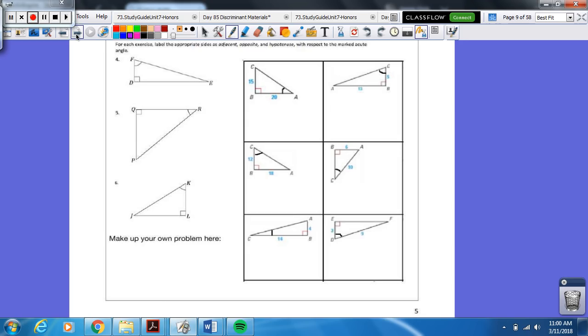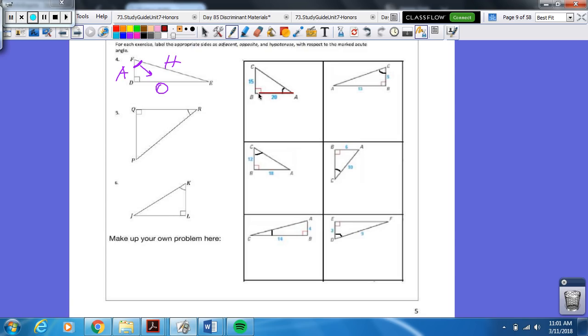So look at this. Here is F. This is the indicated reference angle. The reference angle is what I'm looking at. But first, I write the hypotenuse there. Opposite here is going to be D to E. And the one that's touching the angle that's not the opposite or the hypotenuse is adjacent. Boom.